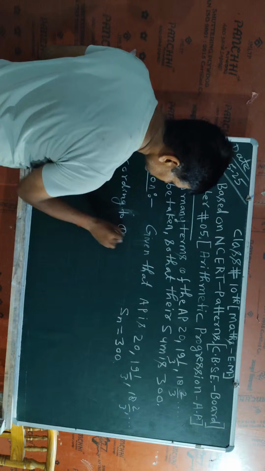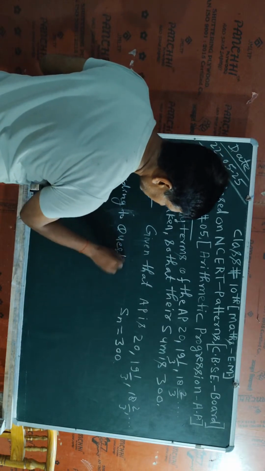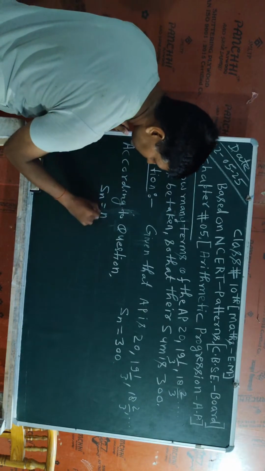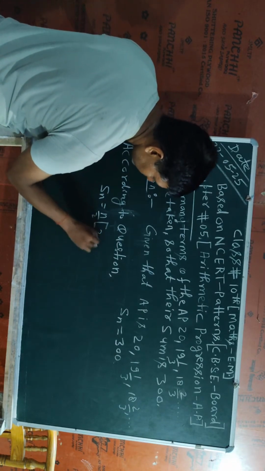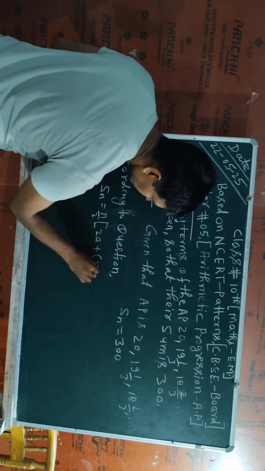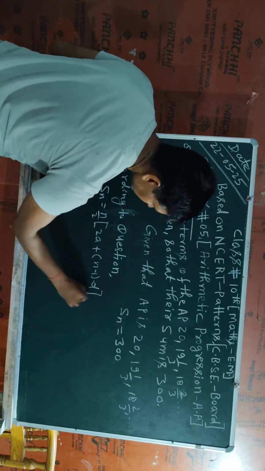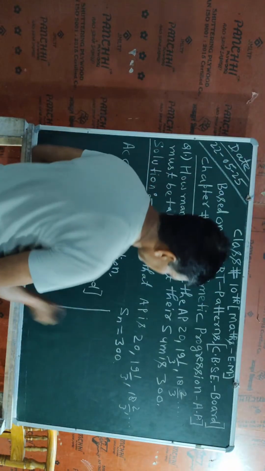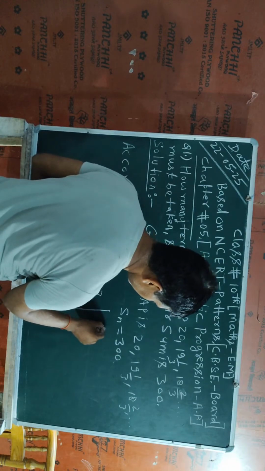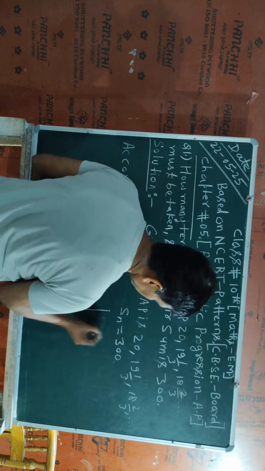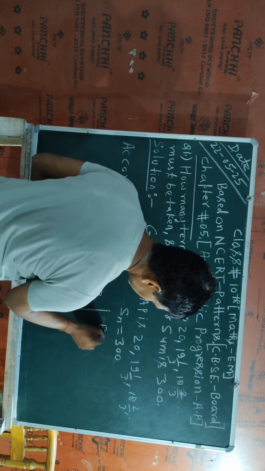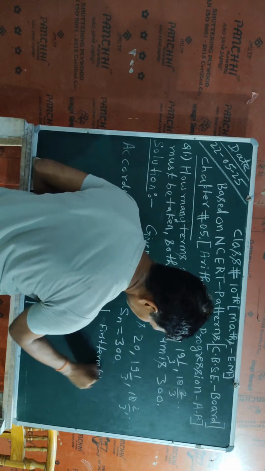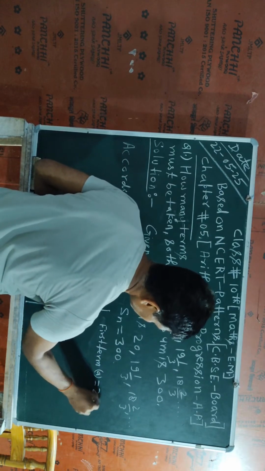According to the question, S(n) is equal to n divided by 2, and then here I will write 2a plus, in the bracket, n minus 1 into d. Now the first term is given here. Here I am going to write first term. First term I have to assume that is a. That is the first term, that is a, which is given here as 20.